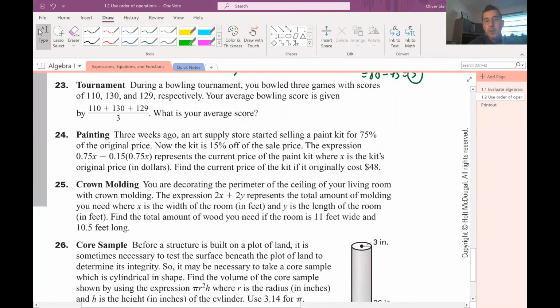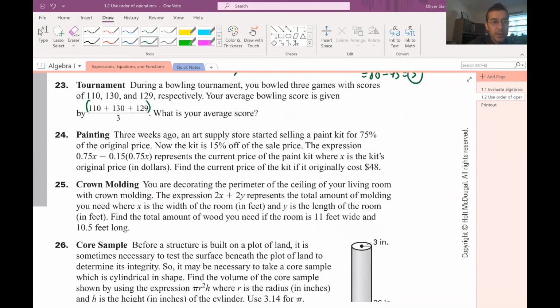During a bowling tournament, you bowled 3 games with scores of 110, 130, and 129 respectively. Your average bowling score is given by the formula: you add them up and divide by 3, the number of games. What is your average score? So here we have to treat the addition on the top as a parenthesis or grouping. So you add these up and then you divide by 3.